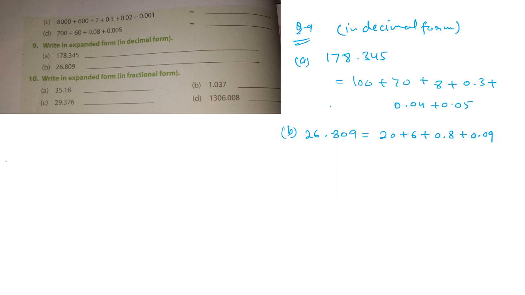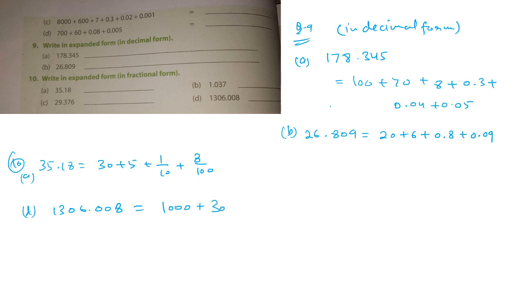Okay, but in question number 10 the question is saying write in expanded form in fractional form. So in fractional form now we will write 35.18. We'll write 30 plus 5 plus 1 upon 10 plus 8 upon 100. Okay, this was part A. In the same way part D, 1306.008. So you will write 1000 plus 300 plus 6 plus 8 upon how many zeros? 1 2 3 1 2 3. Okay, so 3 zeros means 1000. So this is the answer.